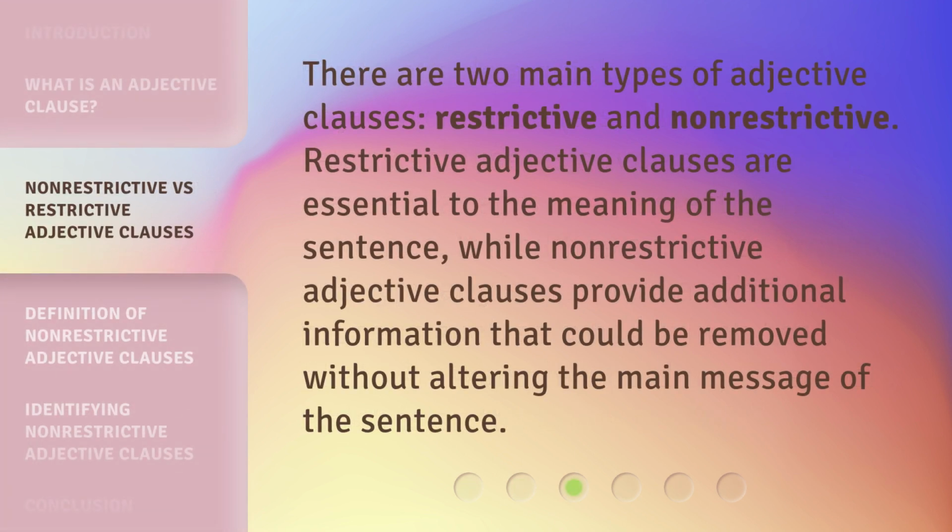There are two main types of adjective clauses, restrictive and non-restrictive. Restrictive adjective clauses are essential to the meaning of the sentence, while non-restrictive adjective clauses provide additional information that could be removed without altering the main message of the sentence.